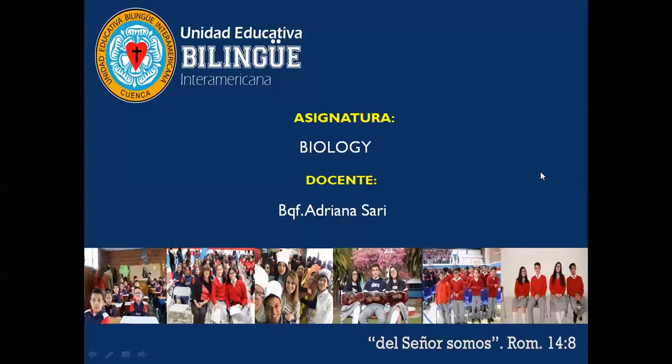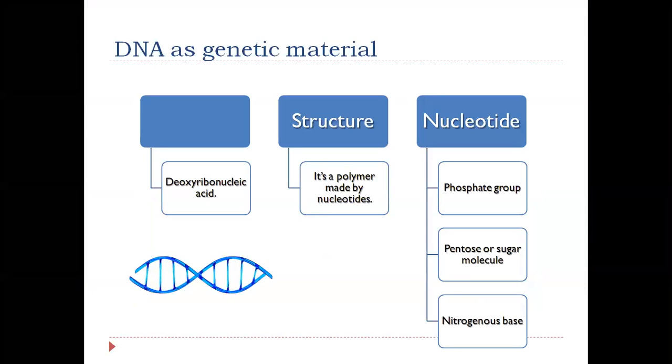Hello guys, so today we're going to be studying about DNA and RNA, so hopefully you remember these things. So DNA, this is the deoxyribonucleic acid. The structure of this is a polymer made by nucleotides, and if you remember, a nucleotide is made by a phosphate group, pentose or a sugar molecule, and a nitrogenous base.